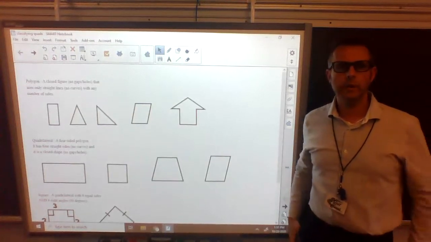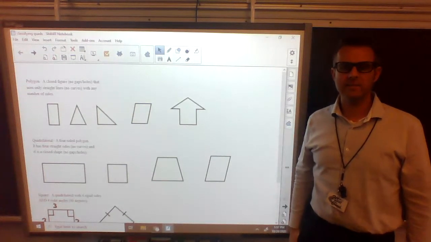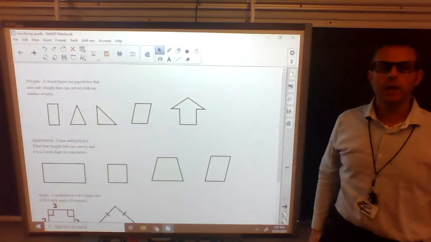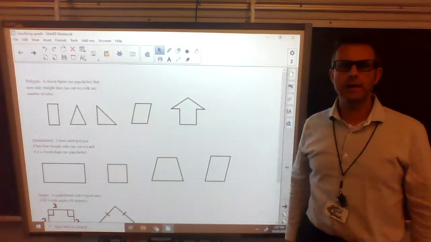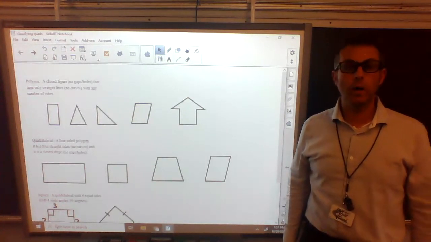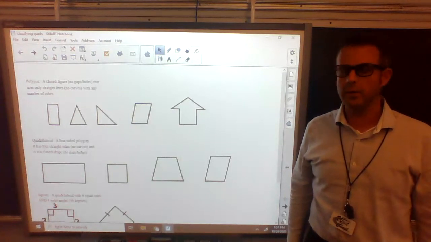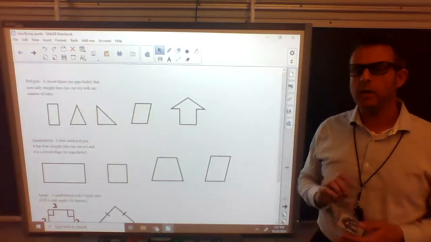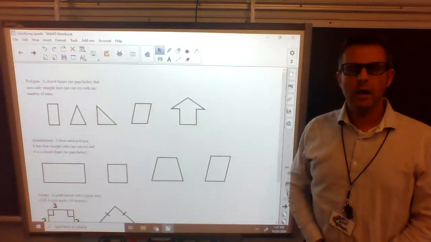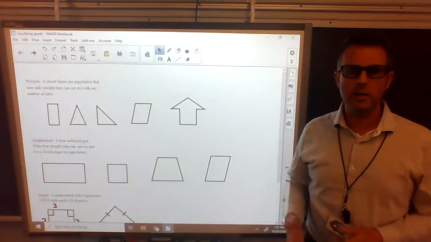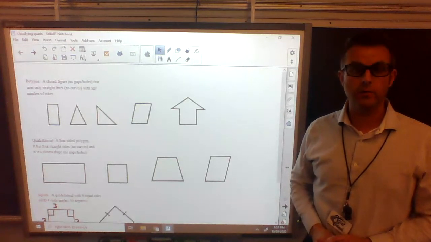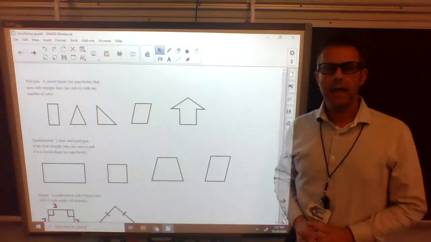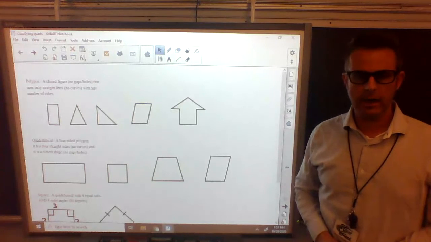Hey boys and girls, I wanted to go over classifying quadrilaterals. What I have done is I've actually created a document, and you all can use this. If you have a printer, you could print it off. If you don't have a printer, you're probably going to have to write it down. That way you have it to use for your notes when you're going over the different quadrilaterals until you get everything memorized.